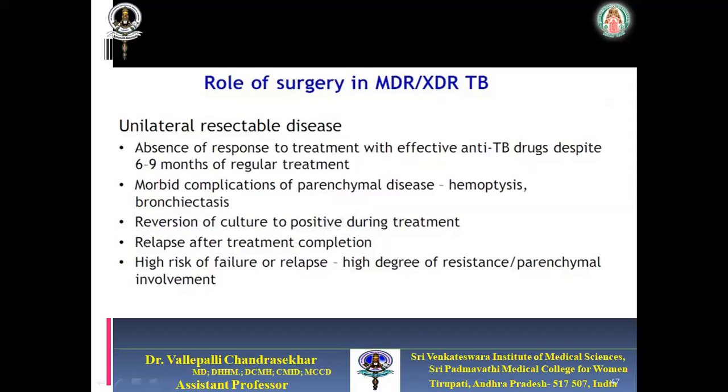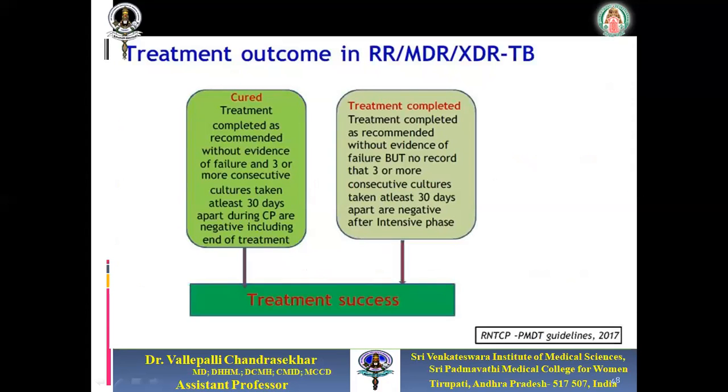And if there is a reversion of culture to positive during treatment, or relapse after treatment completion, or high risk of failure or relapse, high degree of resistance or parenchymal involvement, then we can go for surgery in this type of cases. So what is the treatment outcome in this type of drug resistant TB? So it may be cured, treatment completed, or treatment success.